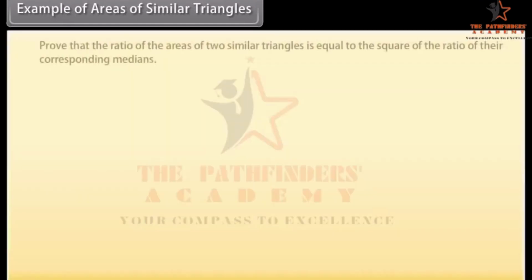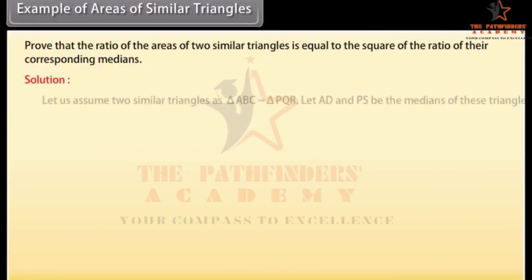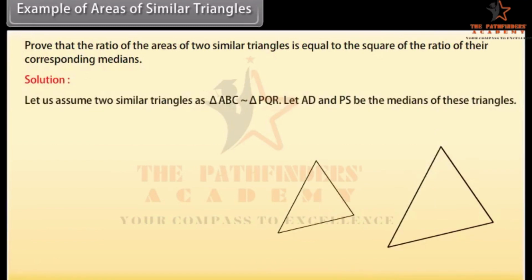Example: prove that the ratio of the areas of two similar triangles is equal to the square of the ratio of their corresponding medians. Solution: let us assume two similar triangles, triangle ABC is similar to triangle PQR. Let AD and PS be the medians of these triangles.